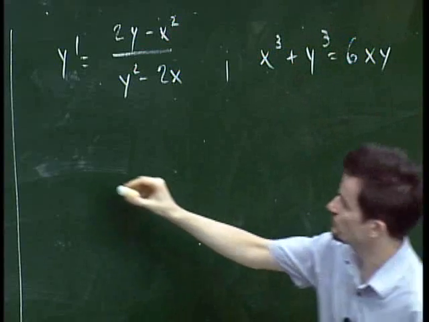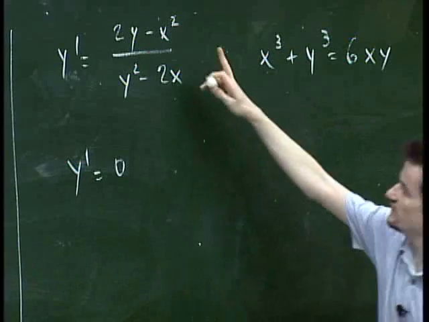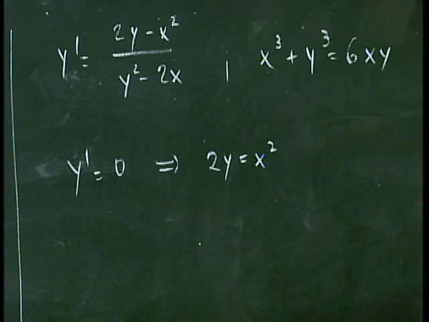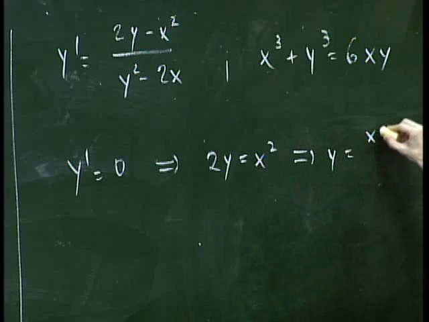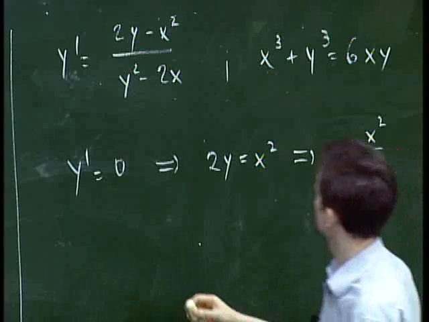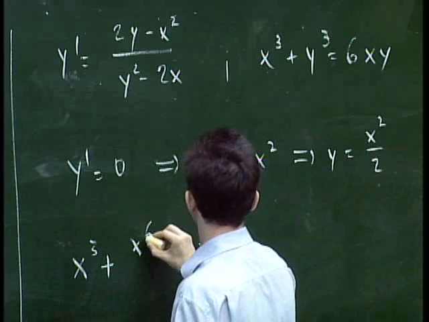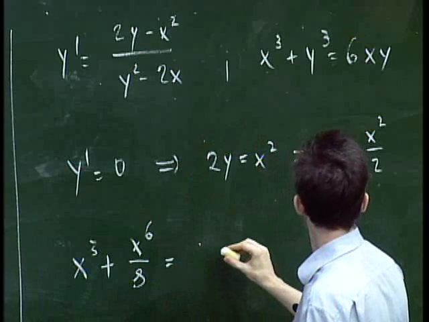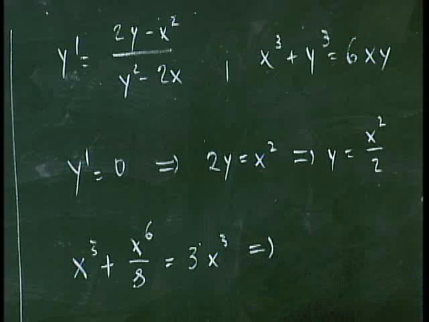Okay, so then you have to set the first derivative equal to 0. So you see that from this you get that 2y must be equal to x squared. Okay, so now what you do is, y must be equal to x squared over 2, and you plug this into the original equation. So you have x to the cube plus x to the 6 over 8 is equal to 3x to the cube.